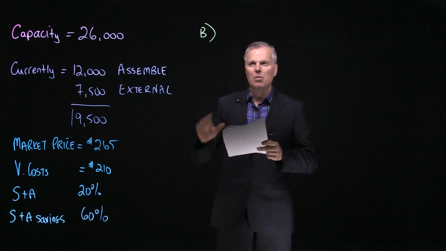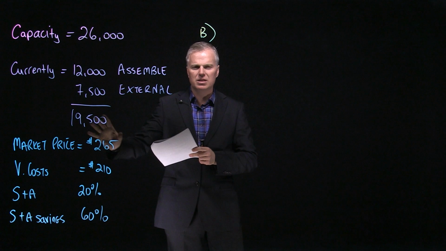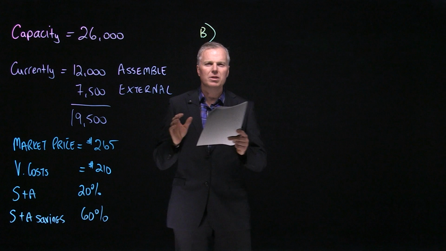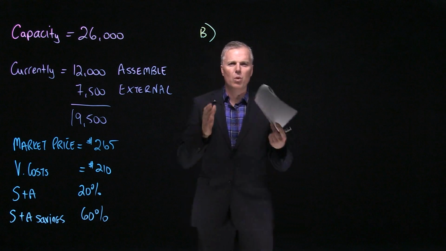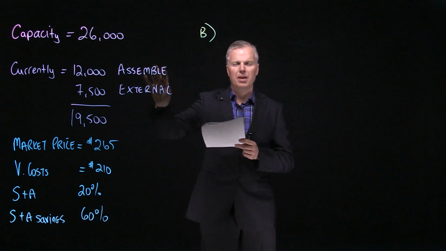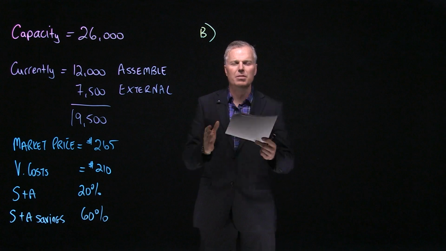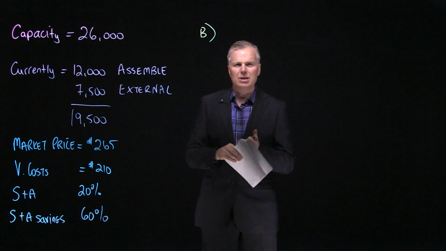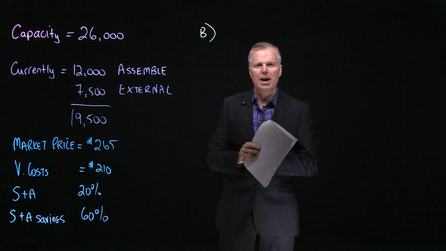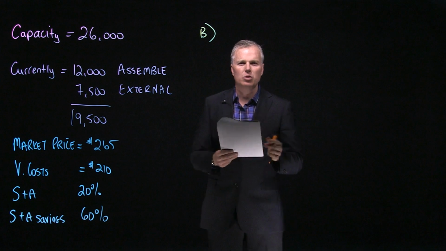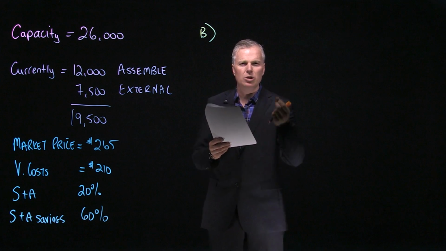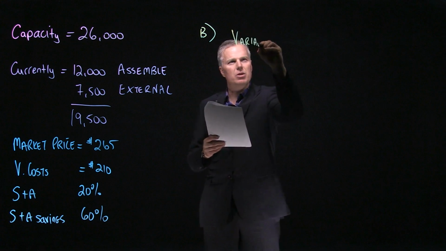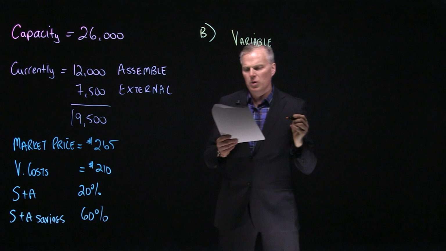Let's get started. Part B. Part B is all about this data right here. Taking a look at the variable cost. You have this opportunity to basically sell more of the product to assemble. And you want to focus on the minimum transfer price, which we know is the variable cost in this situation. So let's take a look at this question, analyze how to solve the true variable cost for an internal transfer price. So we're told right off the bat that the variable cost is $210.